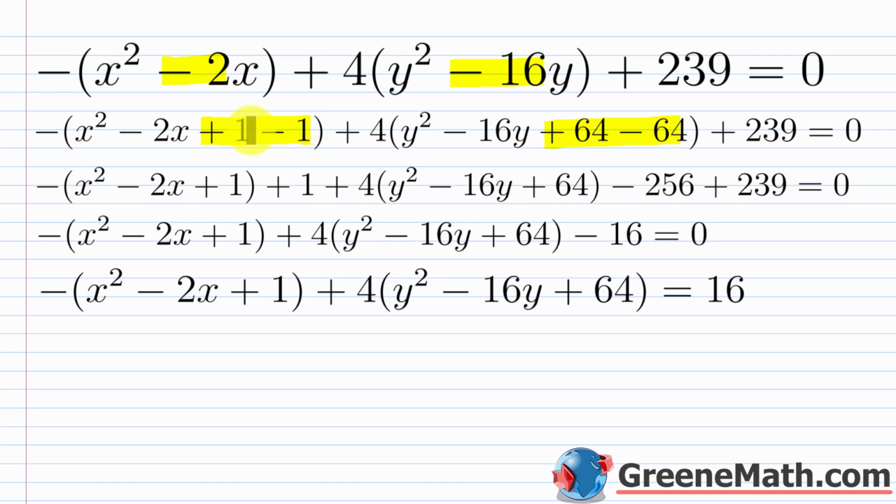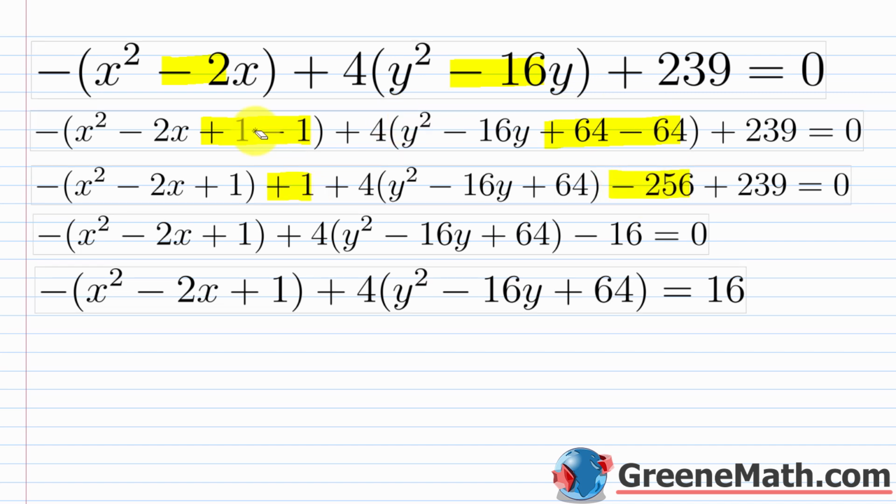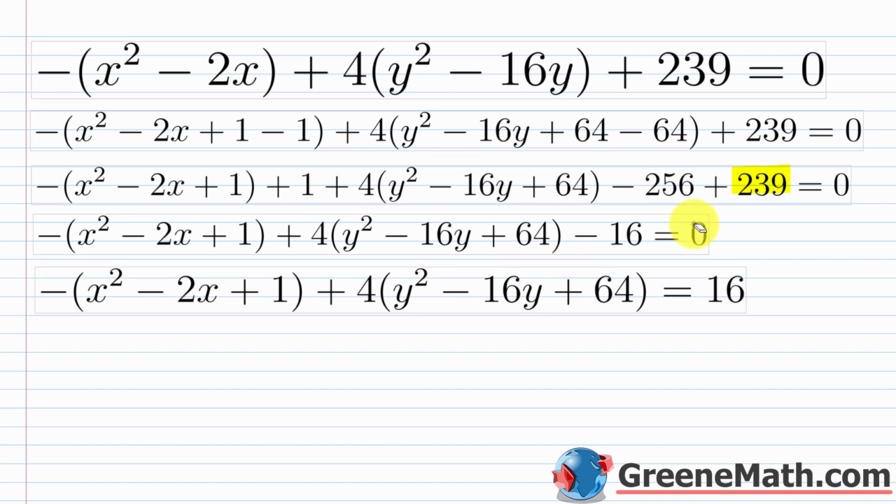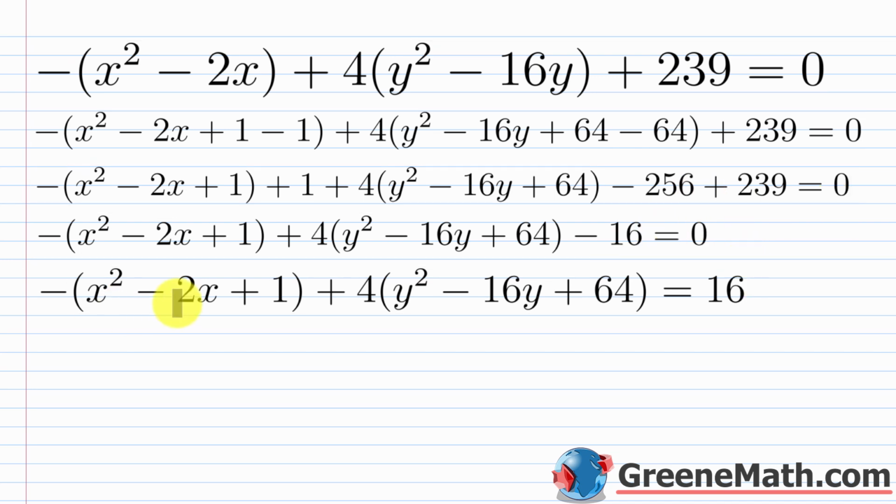Again, when you want to close this down, you have to distribute the negative. So negative 1 times negative 1 is positive 1. So that's where that's coming from. And then 4 times negative 64 is negative 256. So that's where that's coming from. And then again, all you're going to do is add those numbers. So 1 minus 256 plus 239, that's going to give me that negative 16 right there. Let me actually highlight that because we added that too. So when we look at adding 16 to both sides, we get this form right here.